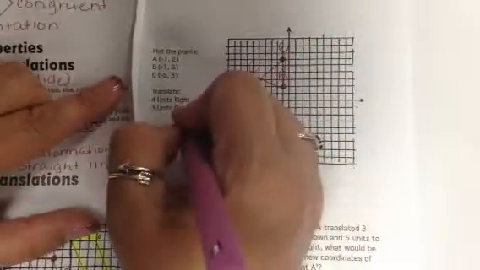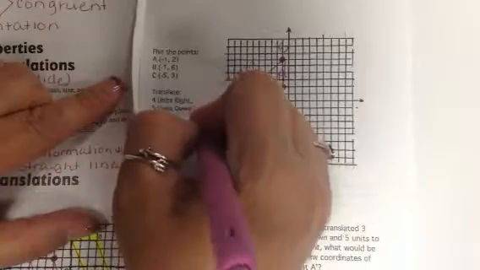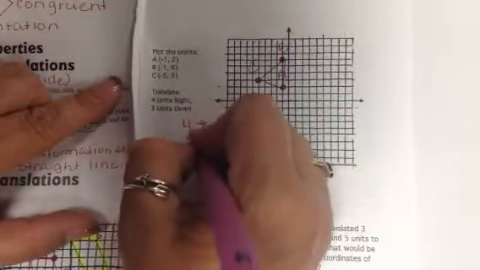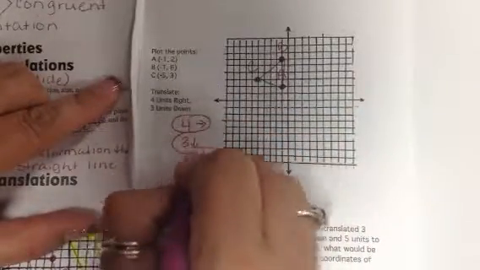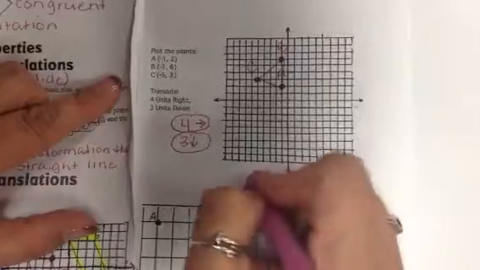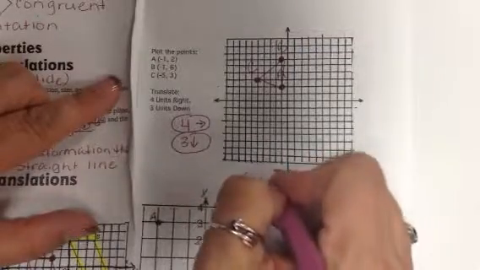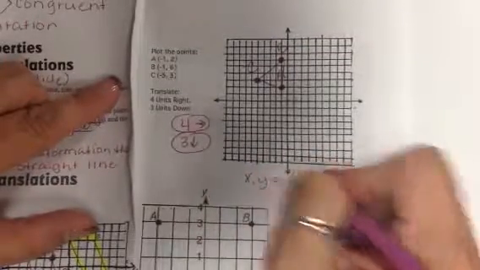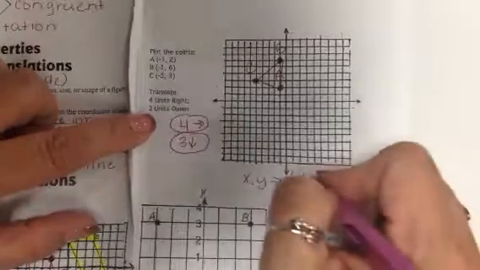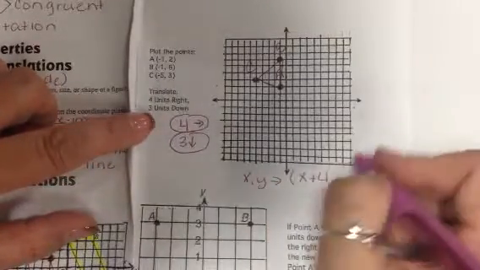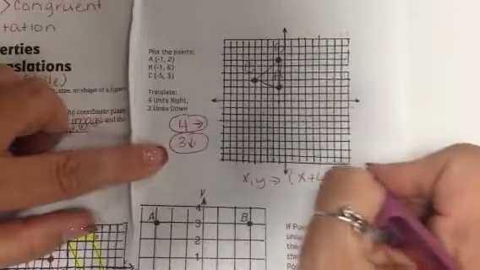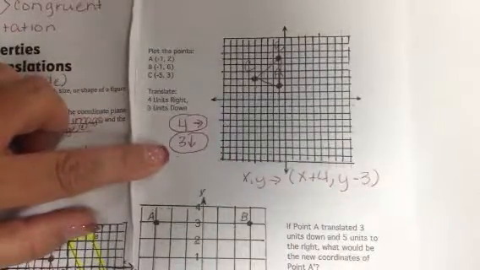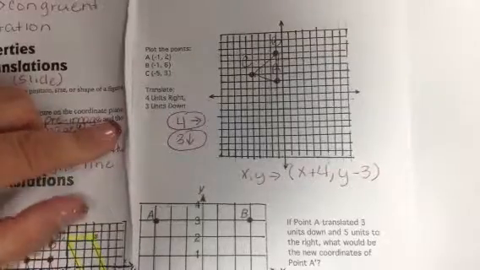Now it tells me to go 4 right, so I'm going to write 4, and I'm going to put an arrow facing right, and 3 down. Okay? There's my X. That goes with my Y. So XY is going to be X. It's going right, so it's a positive 4, plus 4. And then comma Y, it's going down, so it is minus 3. That's all we do to write the algebraic representation.